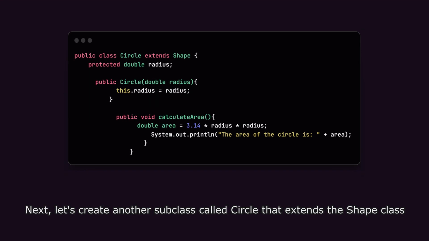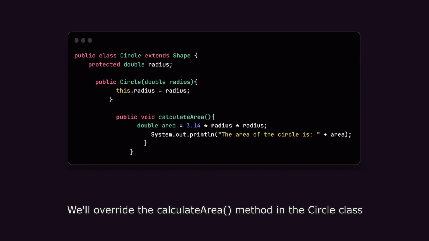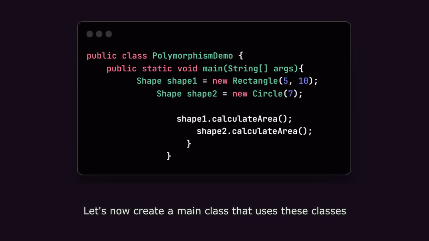Next, let's create another subclass called circle that extends the shape class. We'll override the calculateArea method in the circle class. Let's now create a main class that uses these classes.